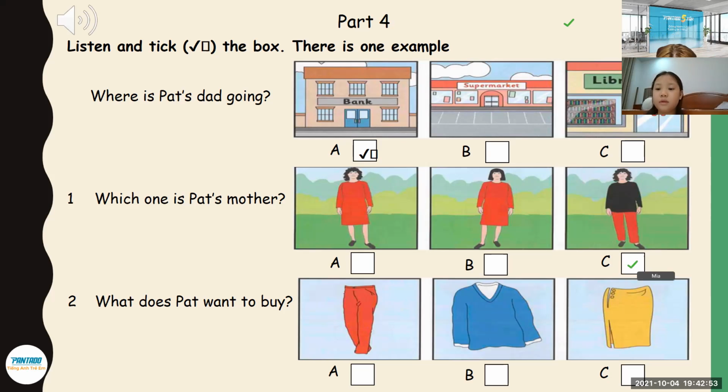Two. What does Pat want to buy? Where are you going to go now, Pat? I'm going shopping. What do you want to buy? It's my birthday on Sunday, and I want something new to wear at my party. Do you want some new trousers? No, I'd like a skirt, because my mum gave me a beautiful blue sweater.